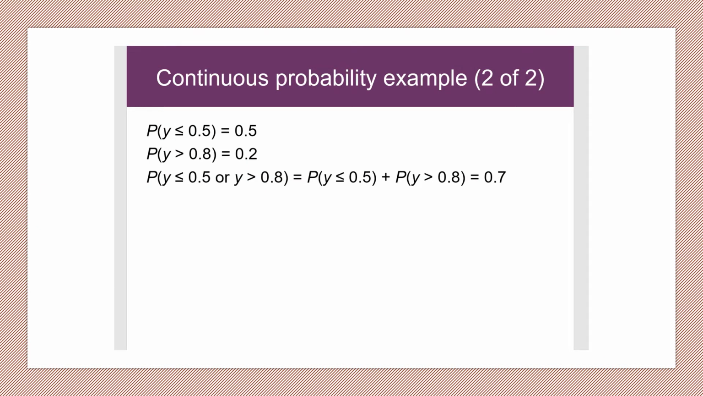So if you're trying to find the probability of y greater than 0.8 or y less than 0.5, you add both the shaded regions. That will be 0.5 plus 0.2, which is 0.7.